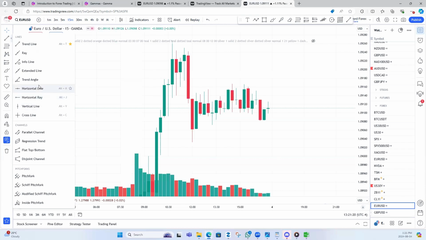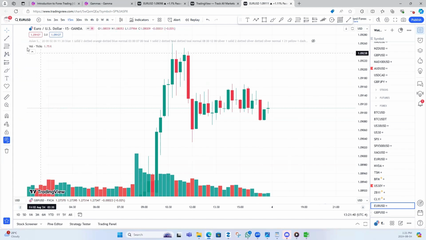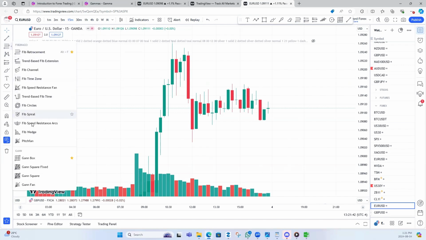I also like to use these rays as well. Okay, I can add it to my palette here. So you can add whatever tool that you want to use. And this is a Fibonacci retracement tool that you can also use. I've already added my tools right here.